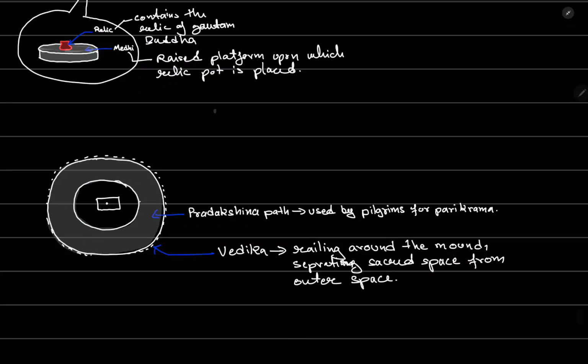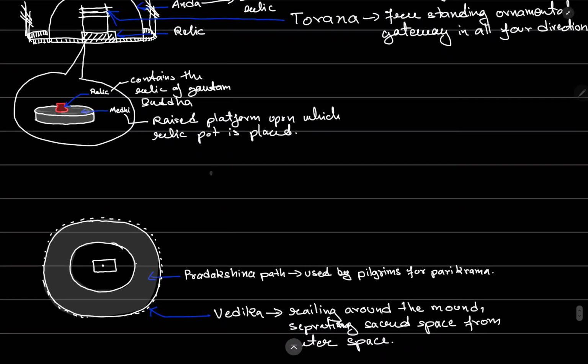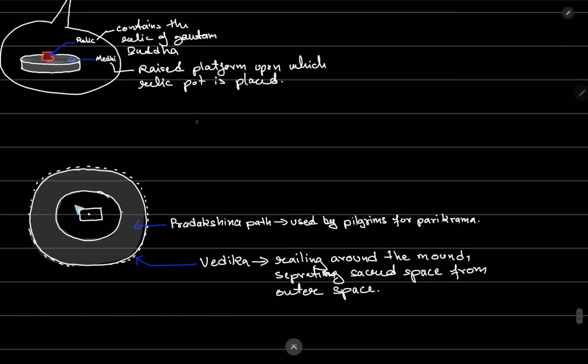This is a path outside the stupa, and outside it there is a railing which surrounds the mound, separating the sacred place from the outer space. This is called the Vedika. The Vedika is a railing around the mound to separate the sacred place and the outer space.